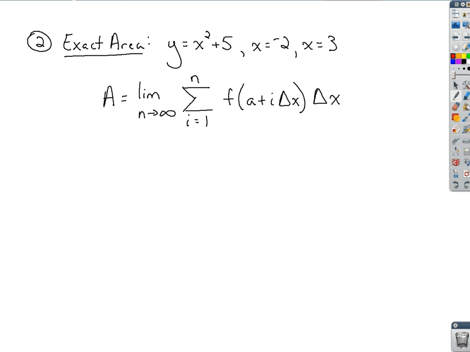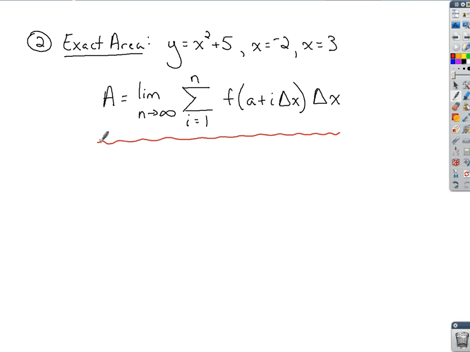Next, we want to discuss how to find the exact area beneath the curve y equals x squared plus 5 on the interval from -2 to 3, assuming that this region is above the x-axis. To find this exact area, we're going to use the setup for the limit of a Riemann sum.